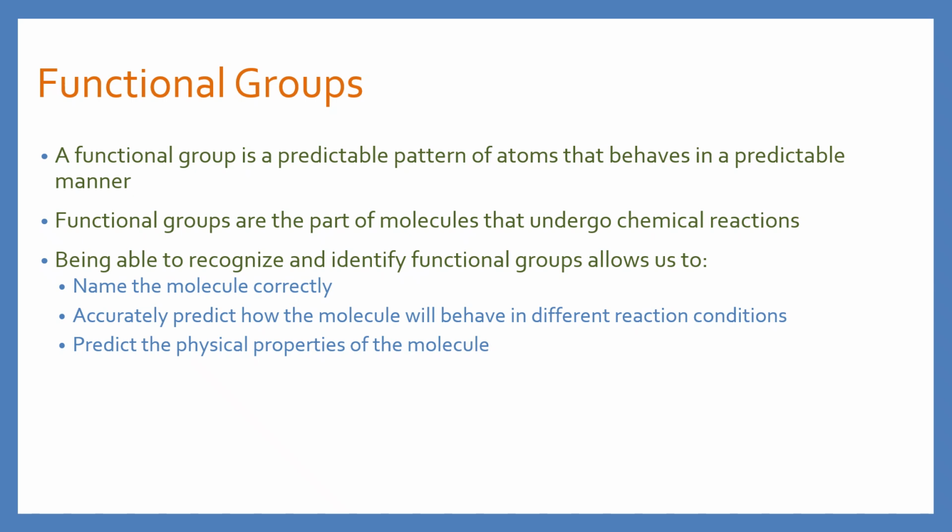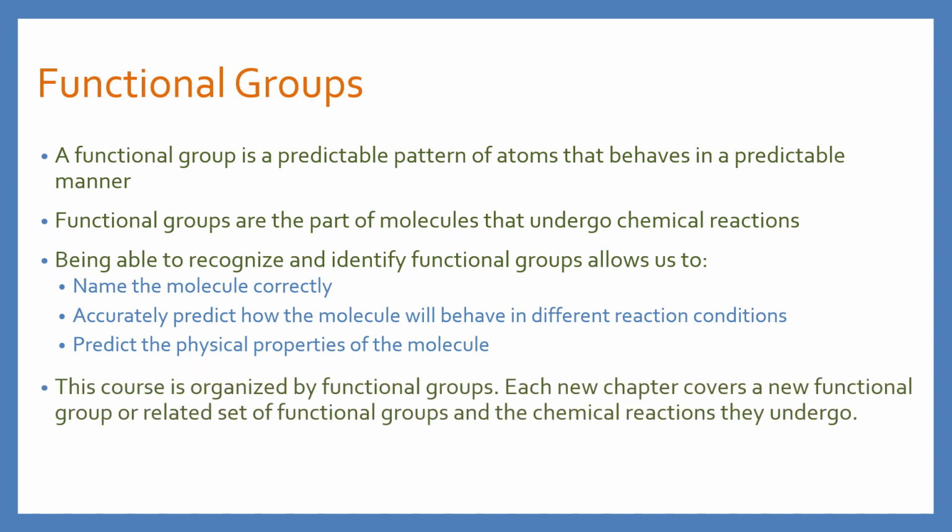Being able to recognize and identify functional groups allows us to name the molecule correctly, accurately predict how the molecule will behave in different reaction conditions, and also predict the physical properties of the molecule. This course is organized by functional groups. Each new chapter covers a new functional group or related set of functional groups and the chemical reactions they undergo. So learning these functional groups quickly is going to be very important to your success in organic chemistry.